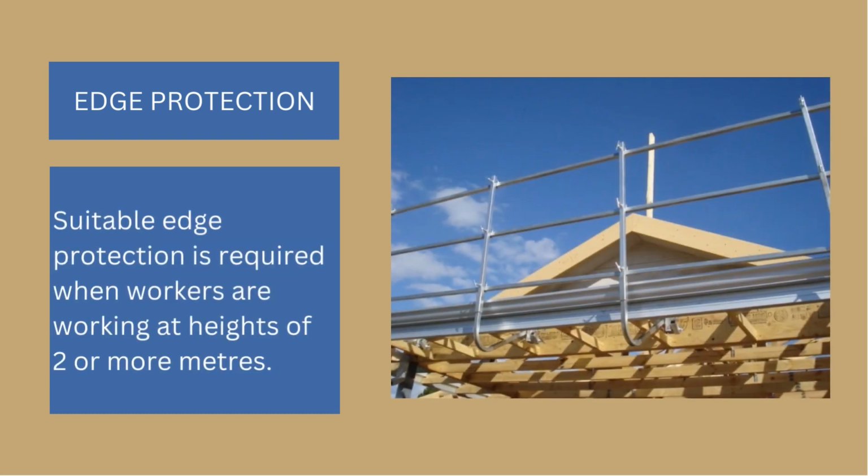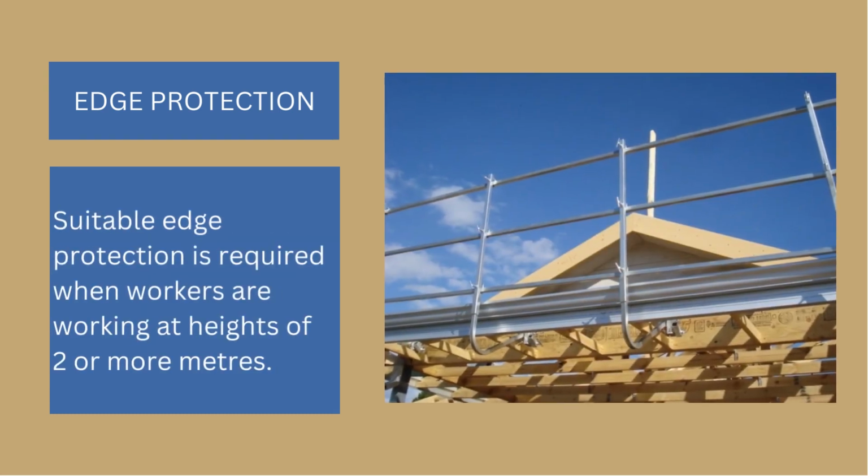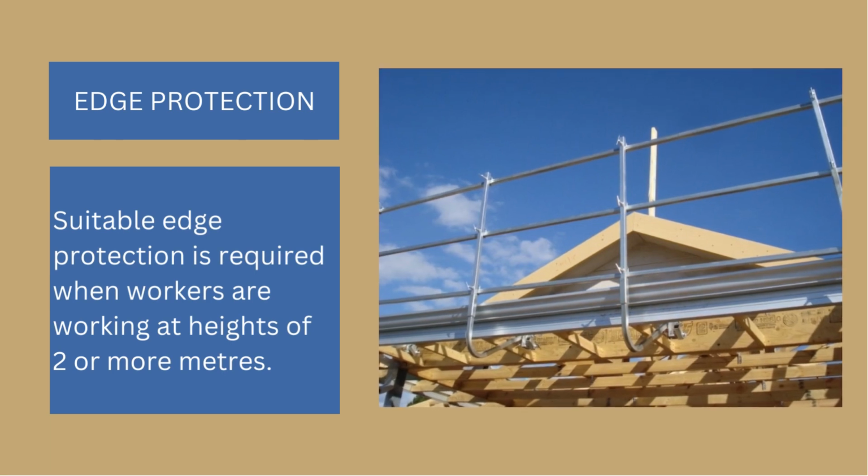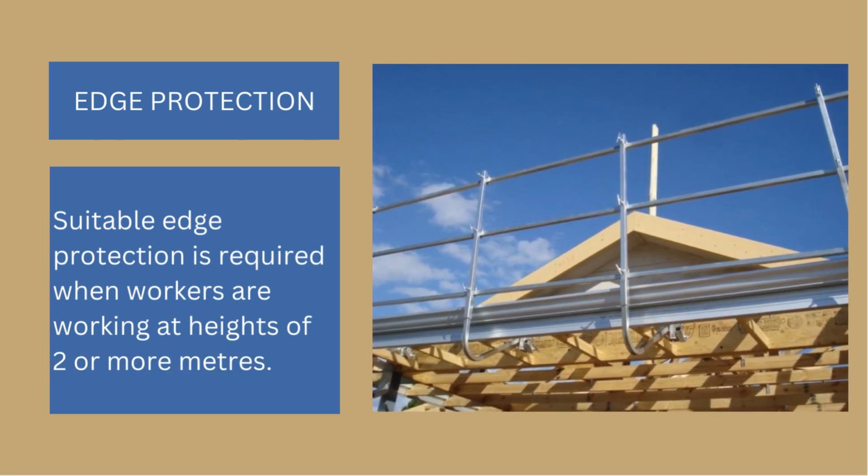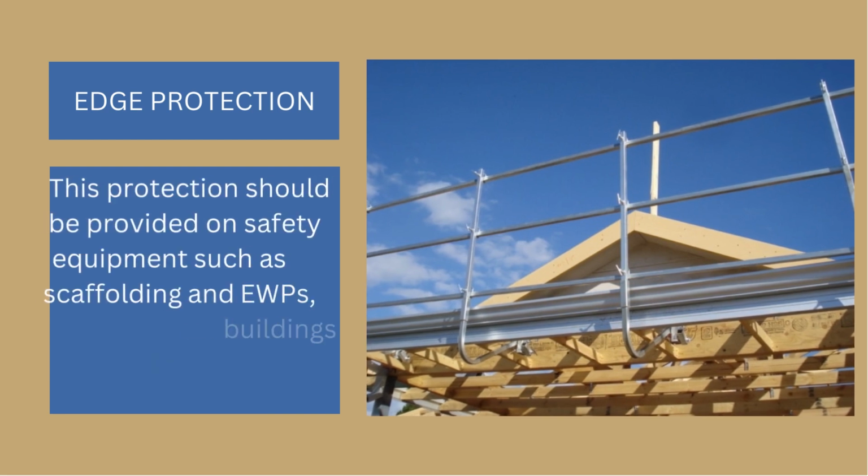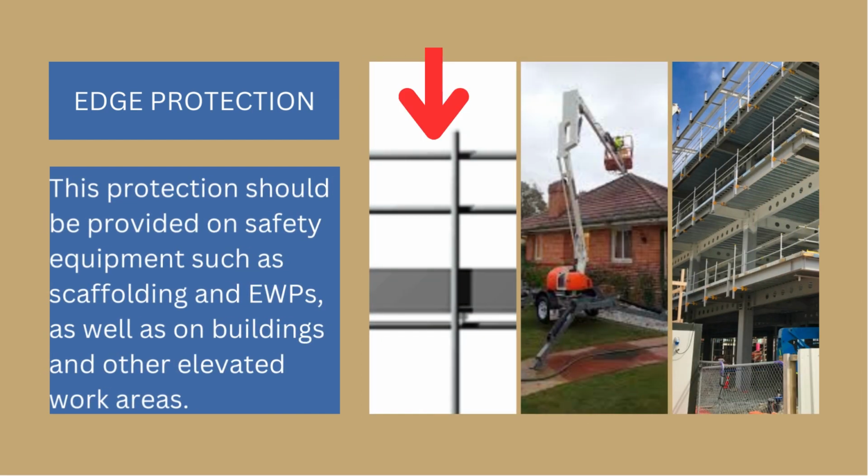Suitable edge protection must be provided in situations where there's the chance of workers falling 2 or more meters while working at heights, and should be provided on safety equipment like scaffolding and EWPs, as well as on buildings and other elevated work areas.